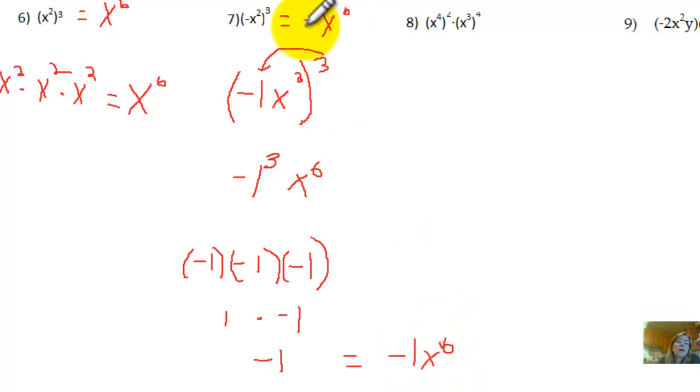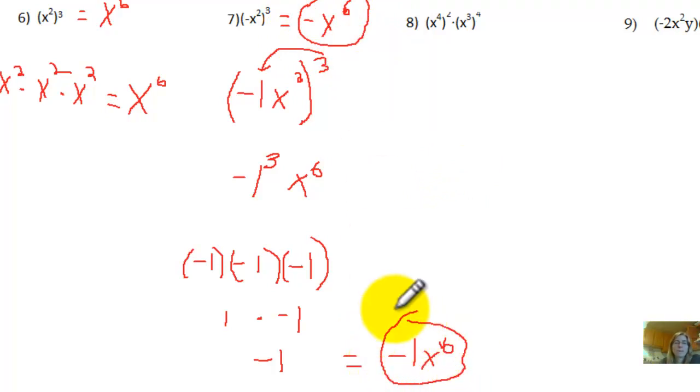Sometimes breaking it apart keeps the confusion of having that negative in front of the x more simple. So if you turn it into a negative 1, then you have negative 1 to the third times x to the 6th, because we simplify x squared to the third. Okay, so ultimately the answer is negative x to the 6th, or you can look at it as written in this way. It's both the same thing.